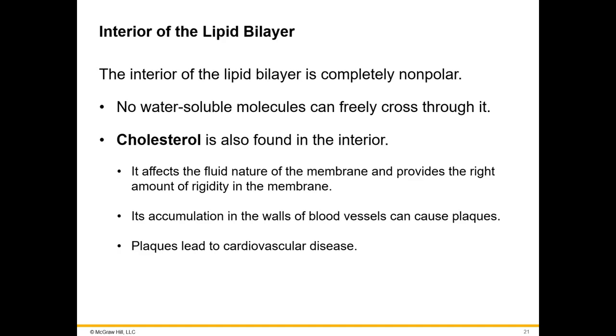Also, we find our cholesterol in the interior of this bilayer, and that's what affects the fluid nature of the membrane and provides the right amount of rigidity to the membrane. We also notice that when we have really high levels of cholesterol, this can accumulate in the walls of blood vessels, and that can cause plaques. Those plaques could then go on to cause problems and lead to things like cardiovascular disease.